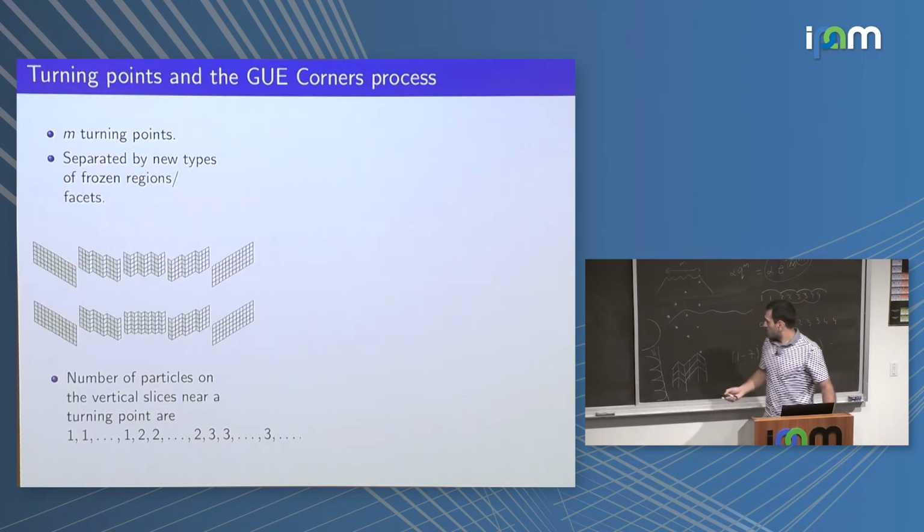And now if you look at the number of particles that you have near a particular turning point, the number of particles are again going to be like this. You have a bunch of 1s, so the first slice is going to have 1, the second slice is again going to have 1, the third slice is going to have 1. So the first m slices will have 1 particle, the next m slices will have 2 particles, and so on. So you get something like this.